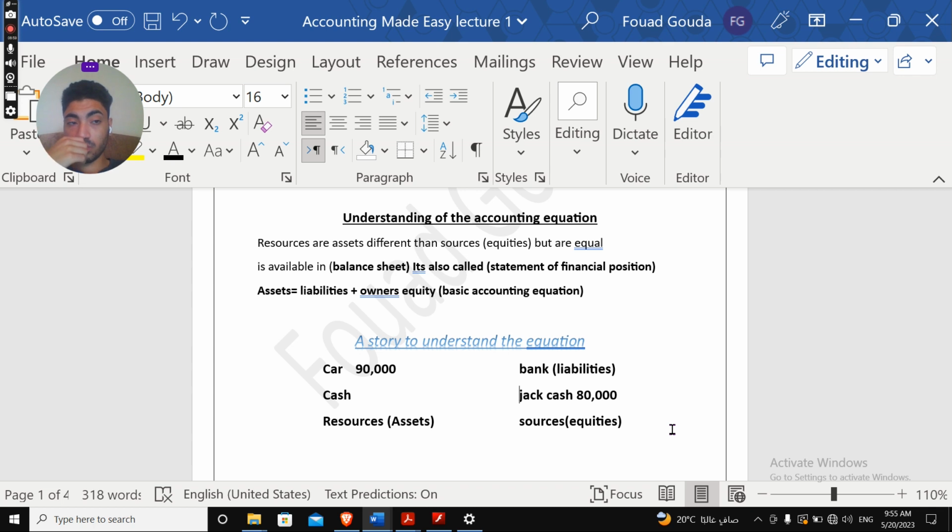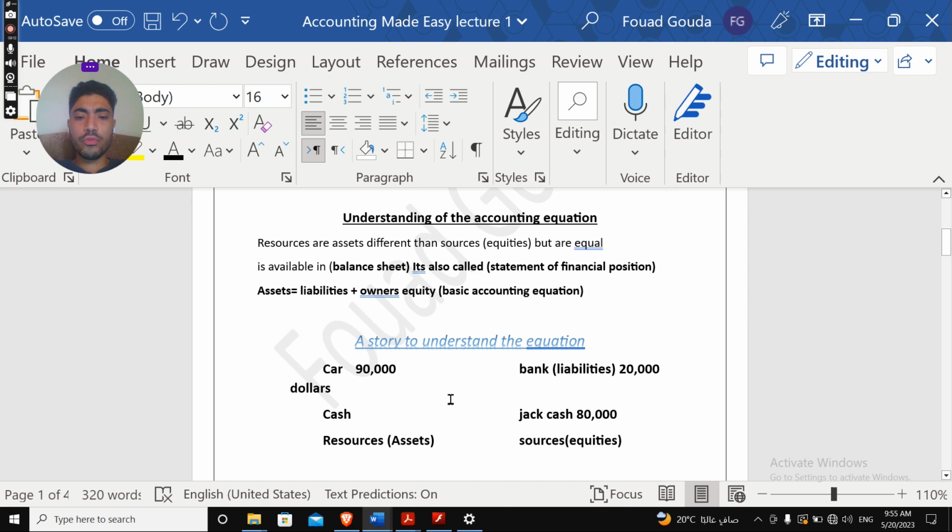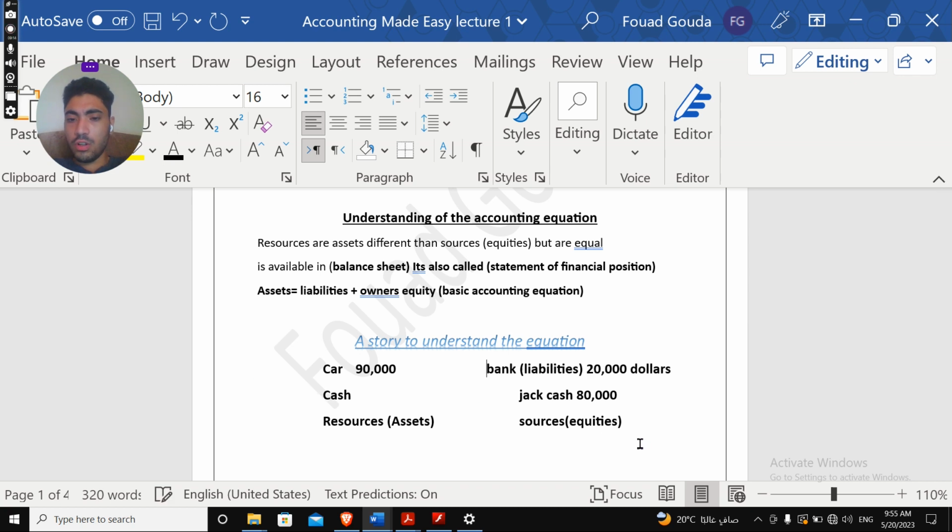So Jack is convinced by my idea, and he goes to the bank. And when he goes to the bank, he took $20,000. They only approved him at $20,000 for the sake of simplicity. Okay. So now Jack took the $20,000.